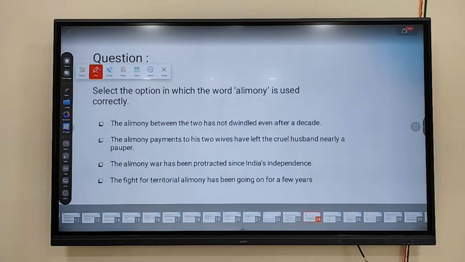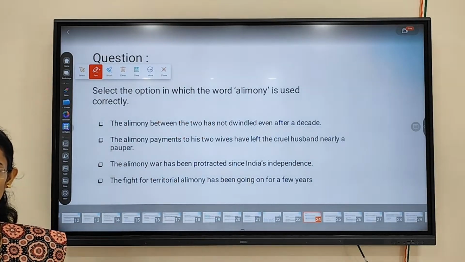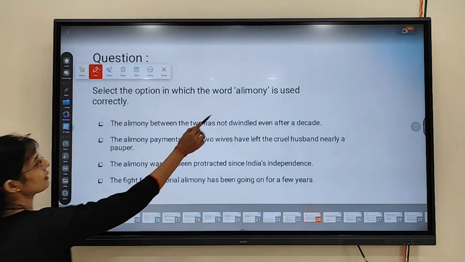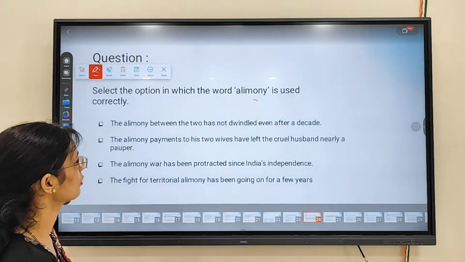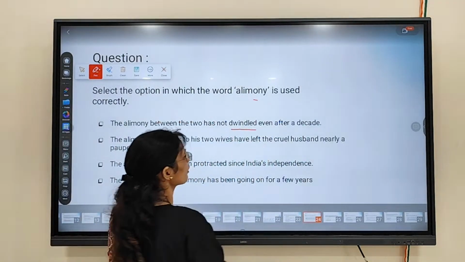Financial support that the person... Okay. Yeah. So let's just think, the financial support that is ordered by the court to an entity. Okay, so that's alimony, and we always use it associated with divorce, right? So the wife will demand alimony. Coming back: the alimony between the two has not dwindled for a decade.